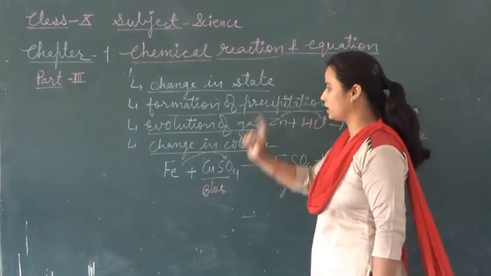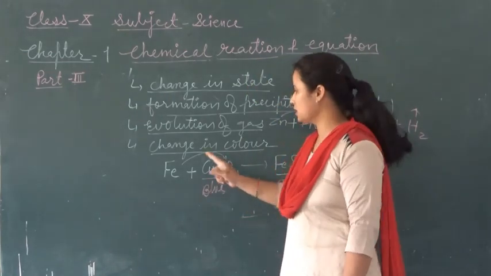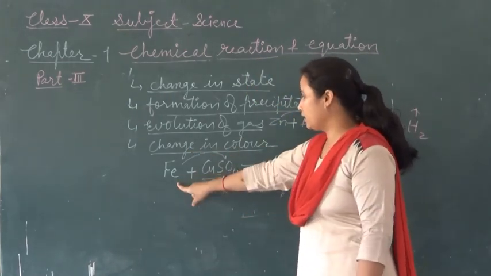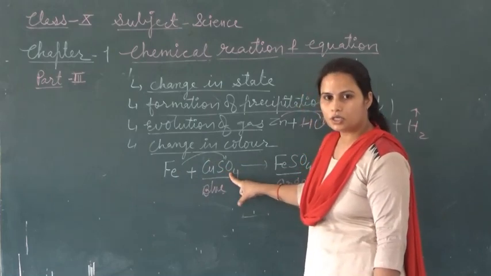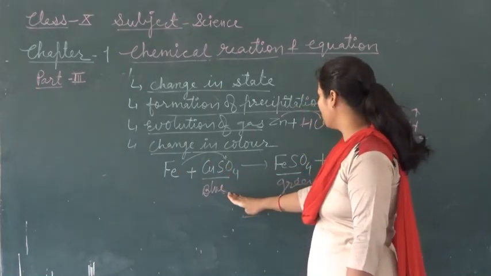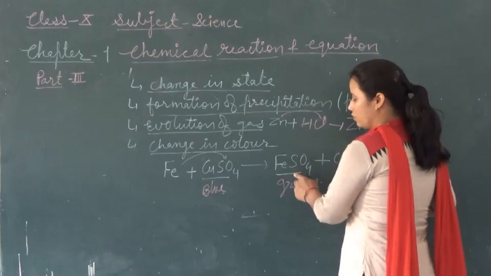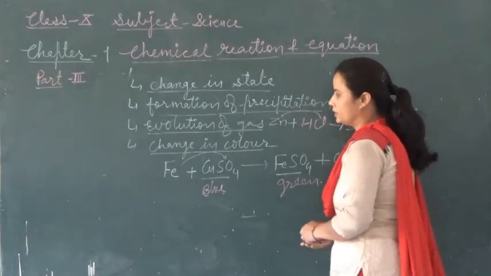Means during a chemical reaction, another change is change in color. Iron nail dipped into copper sulfate solution: the blue color of the copper sulfate solution turns green because of the formation of ferrous sulfate.